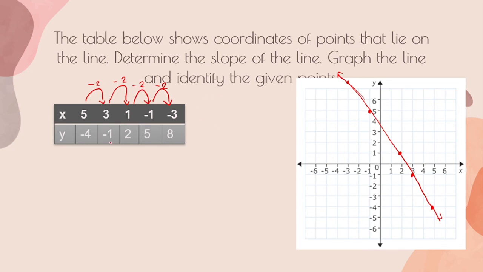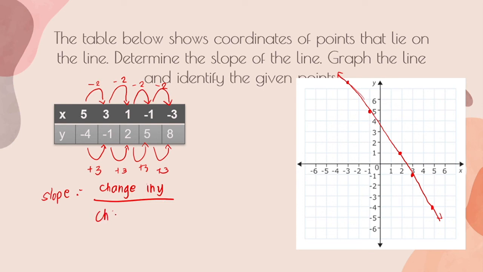And then we have -4 to -1, that is plus 3. -1 to 2, that is plus 3 again. 2 to 5, that is another plus 3. And then 5 to 8, that is another plus 3. So coming from this, again, the slope is equal to the change in y over the change in x. So the change in y is 3 over the change in x, which is -2, so 3 over -2.